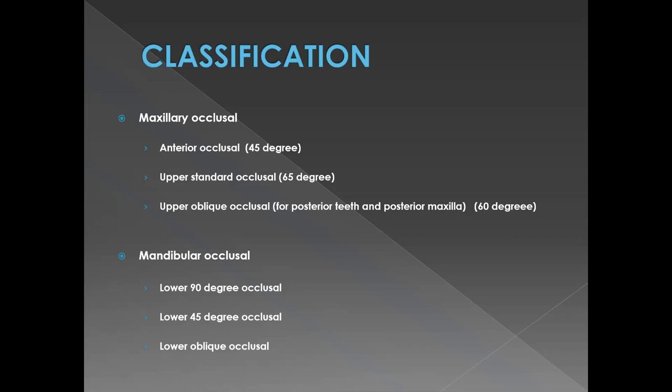Now, coming to the mandibular occlusal, you have a further 3 types. You have the lower 90-degree occlusal, you have a lower 45-degree occlusal, and you have a lower oblique occlusal.